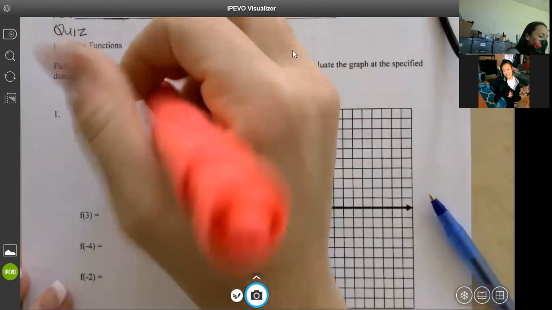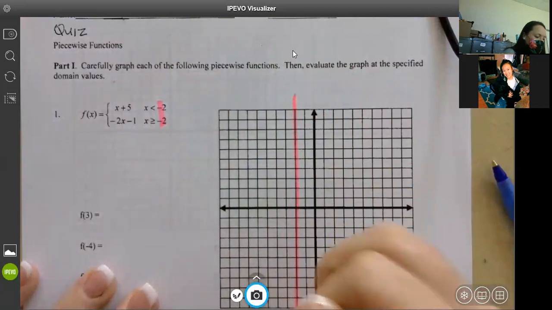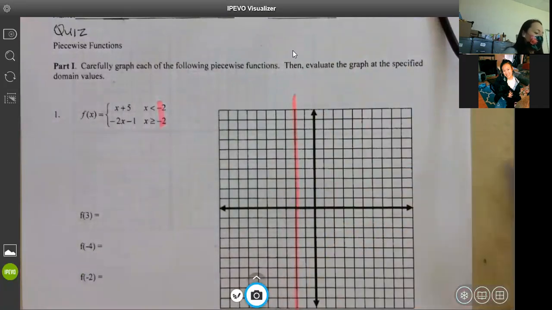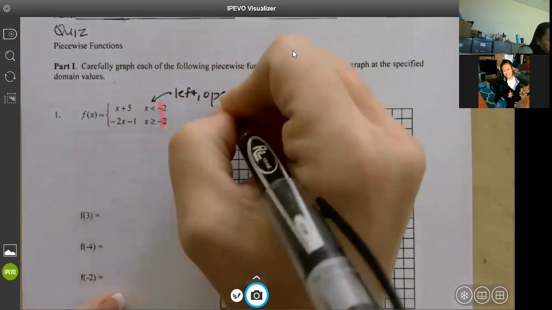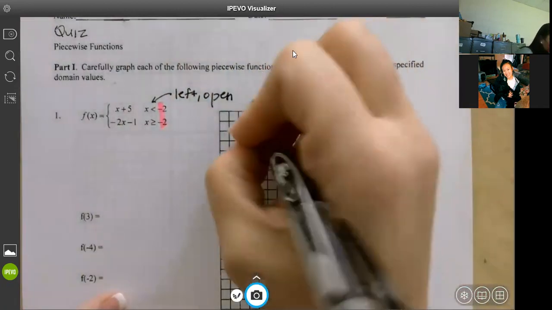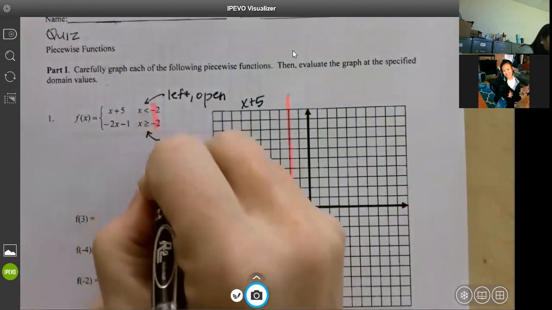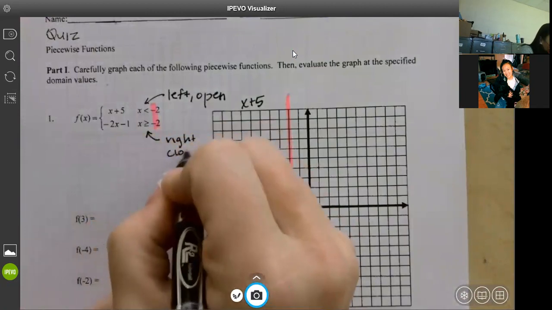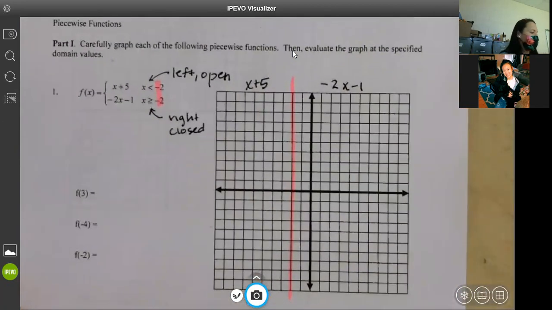All right, so our boundary is at -2. So I'm going to graph at -2, this boundary line. The first one tells you it's less than, so it's to the left, and it's open because it's not equal to. So we're going to graph x plus 5 on this side. And again, you don't have to write all that on there. That's just reference for you guys, okay? The bottom one is pointing to the right, and it is equal to, so it is closed. So we're going to do -2x minus 1 on this side.